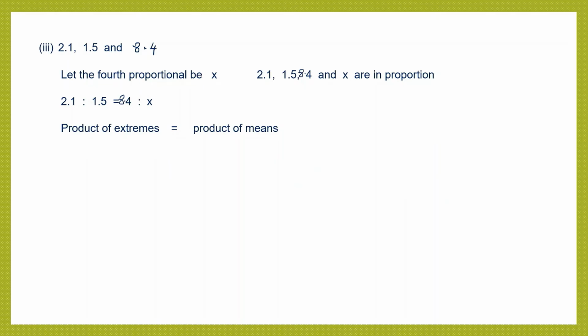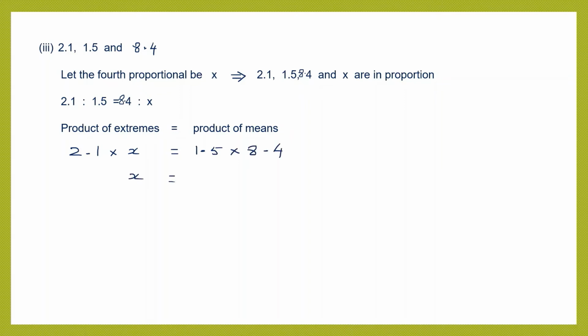Question 3. We have three quantities 2.1, 1.5 and 8.4. Let the fourth proportional be x, which means that 2.1, 1.5, 8.4 and x are in proportion. So we put them as two ratios: 2.1 is to 1.5 and 8.4 is to x. And this statement, like I said, is very important: product of extremes equals product of means. So what are the extremes? 2.1 into x is equal to 1.5 into 8.4.